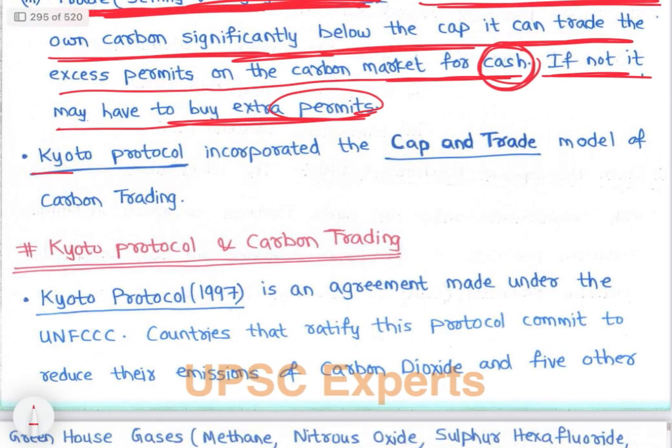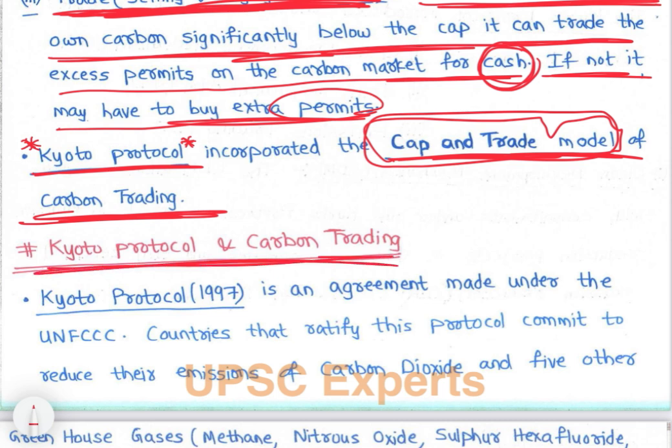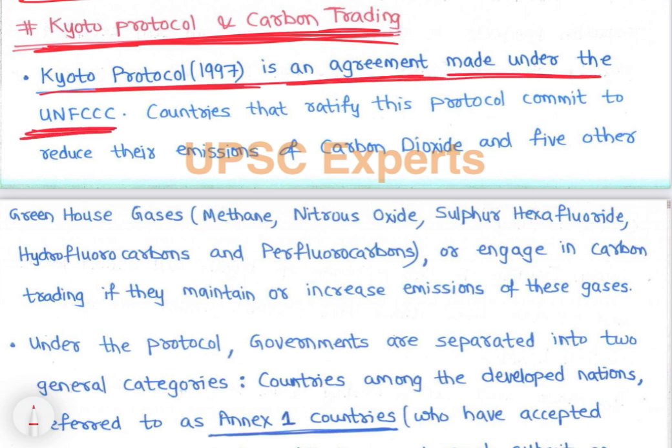Then the Kyoto Protocol incorporated the cap and trade model of carbon trading. We will be studying the UNFCCC and Kyoto Protocol. So the Kyoto Protocol has adopted the cap and trade model of carbon trading. Now let's discuss the Kyoto Protocol and carbon trading. The first time carbon trading was introduced was in the Kyoto Protocol. The Kyoto Protocol is an agreement made under the UNFCCC. We will be studying it in the next 2 classes.